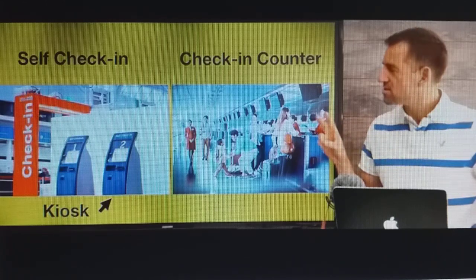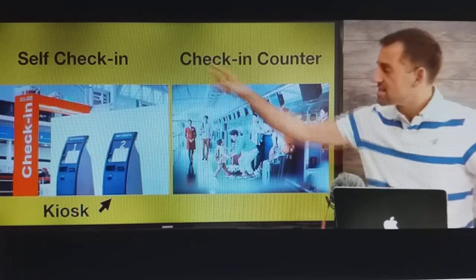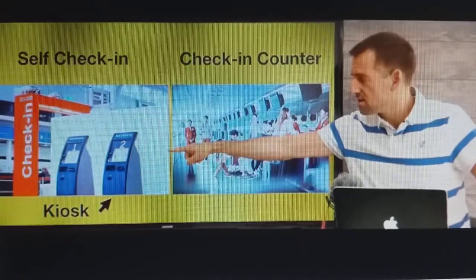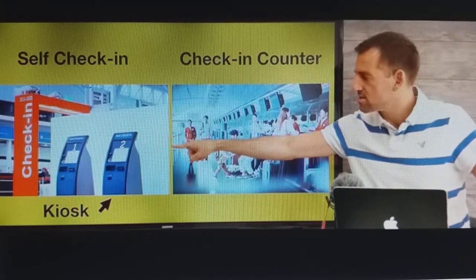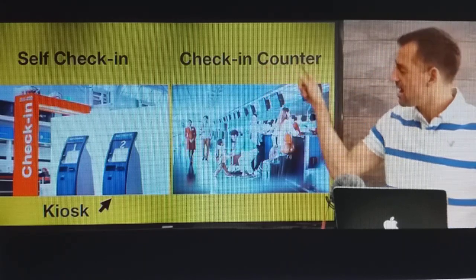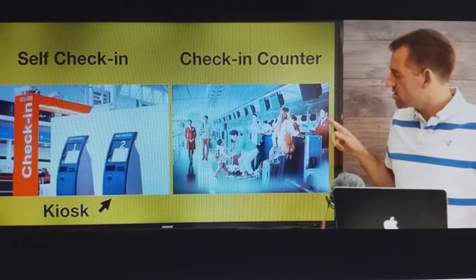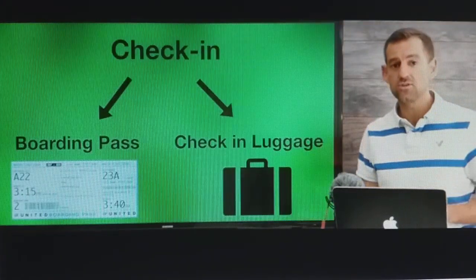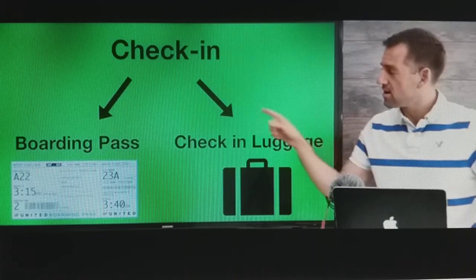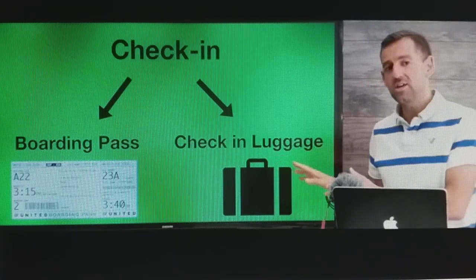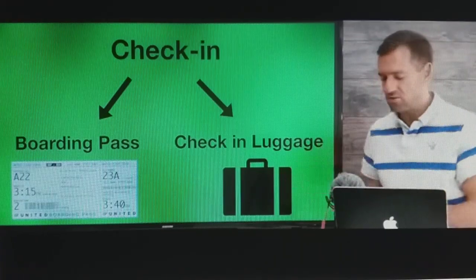Now there's two ways to do this. You can go to self-check-in and you're going to use a kiosk. Those things are called kiosks. You're going to use that to check in, or you're going to go to a check-in counter. Okay, and you're going to talk to this lady here. Now, at check-in, you're going to do two things, right? You're going to get your boarding pass, and you're going to check in your bags, your luggage, right?